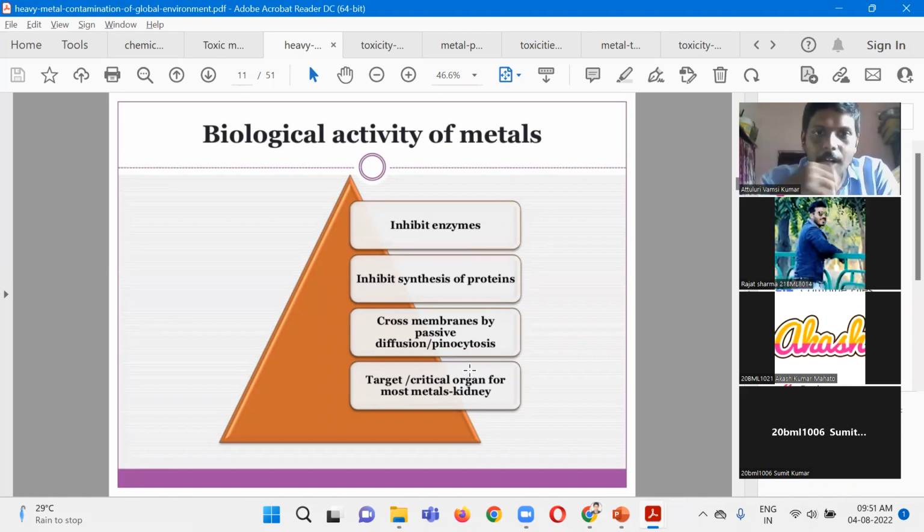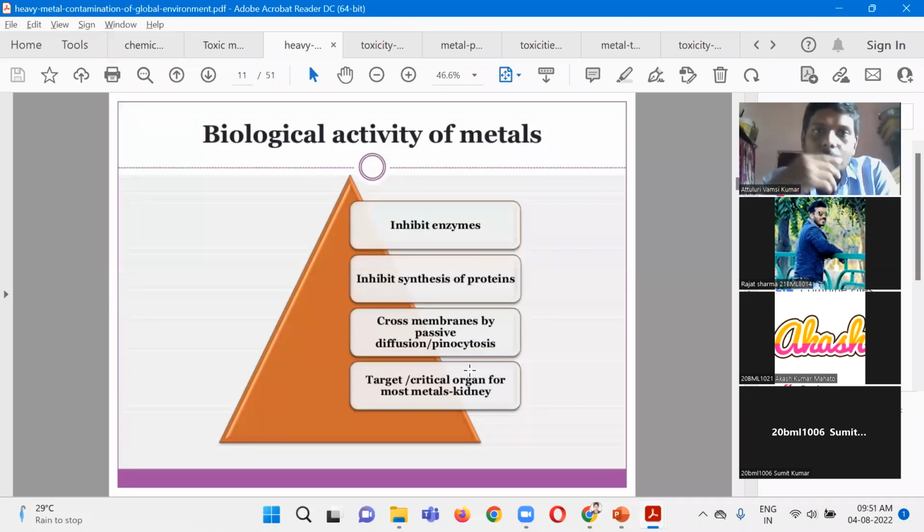Yes, thank you. So my current question is, how can we define something as a heavy metal, and why are not all metals dangerous? Why are only a few metals dangerous? Okay, let us see the answers for this.